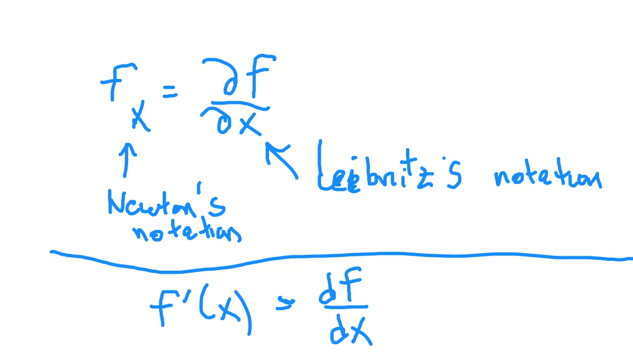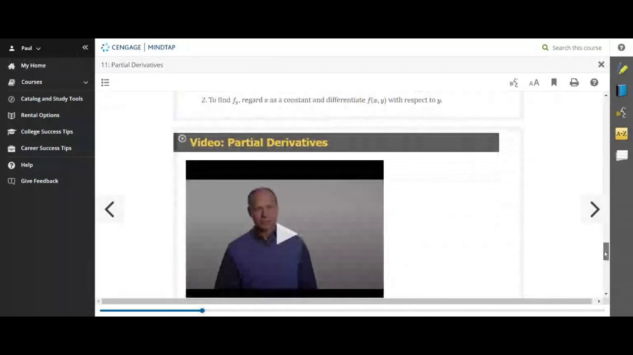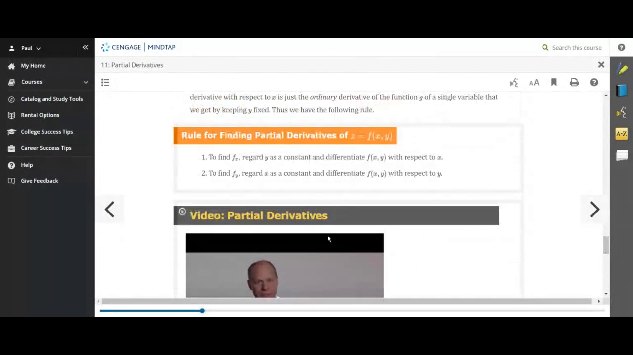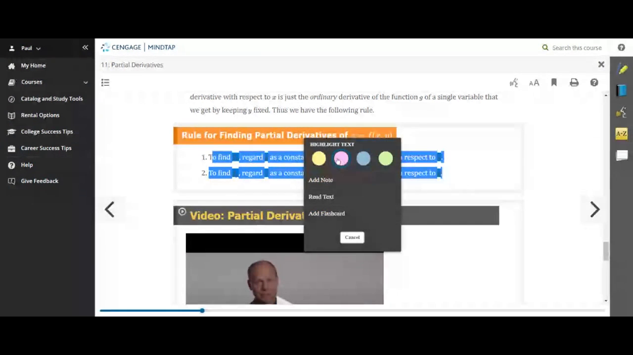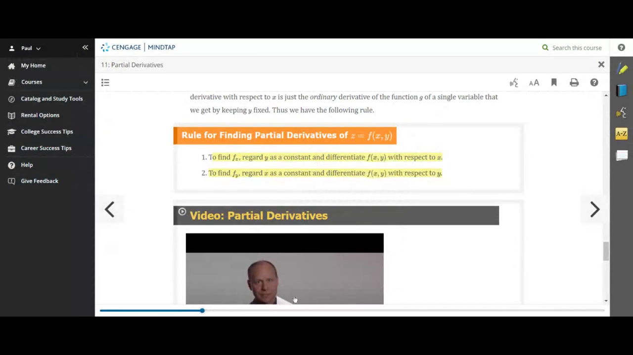Let's look at a very well. Okay, what are the rules now for computing these partial derivatives? Let's go back to the book. So you'll be happy to know that all the rules that you learned for derivatives are going to apply here.